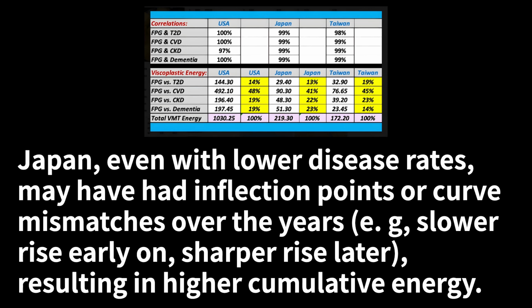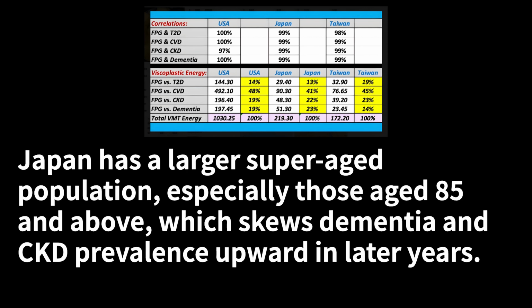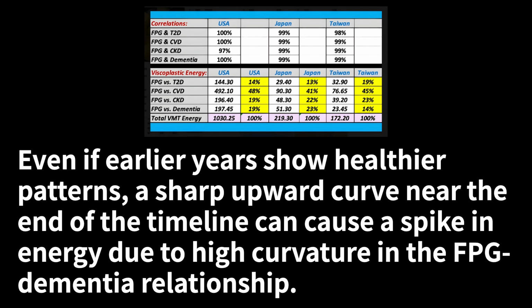Japan, even with lower disease rates, may have had inflection points or curve mismatches over the years, e.g., slower rise early on, sharper rise later, resulting in higher cumulative energy. 4. Aging and dementia curves in Japan. Japan has a larger super-aged population, especially those aged 85 and above, which skews dementia and CKD prevalence upward in later years, even if earlier years show healthier patterns.